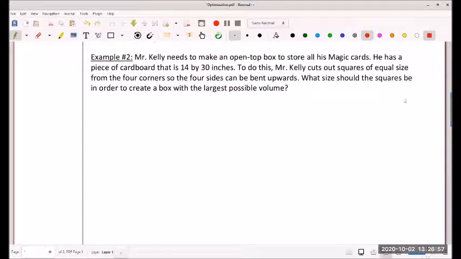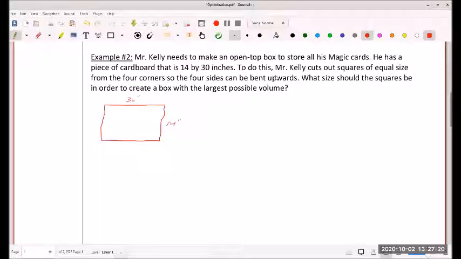For the second problem, Mr. Kelly needs to make an open top box to store all his magic cards. He has a piece of cardboard that is 14 by 30. So we'll go ahead and draw a picture. 14 by 30 inches. So this is 30 inches and this is 14 inches.